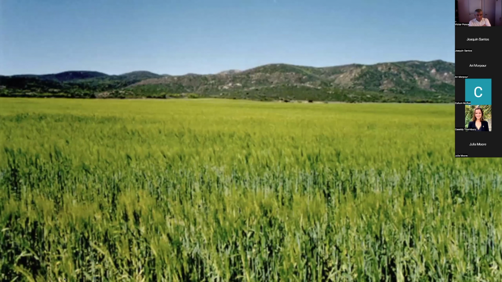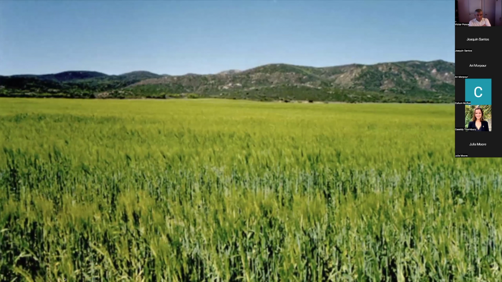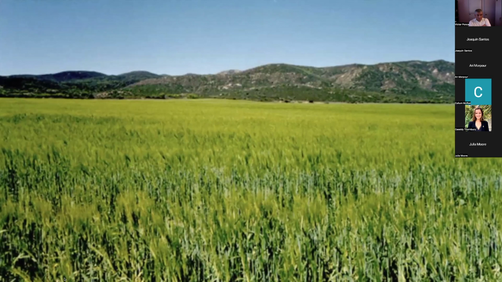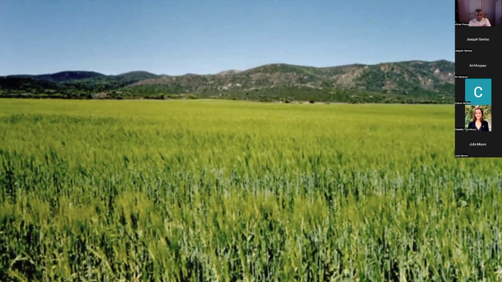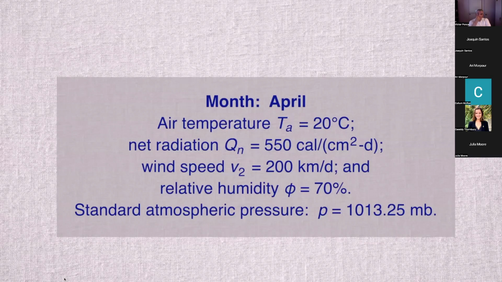Calculate the evaporation rate of the reference crop by the Penman-Monteith Method for the month of April for the following atmospheric conditions. Air temperature T sub A equal 20 degrees Celsius. Net radiation Q sub N equal 550 calories per square centimeter per day. Wind speed V sub 2 equal 200 kilometers per day. And relative humidity phi equals 70%. Assume standard atmospheric pressure.